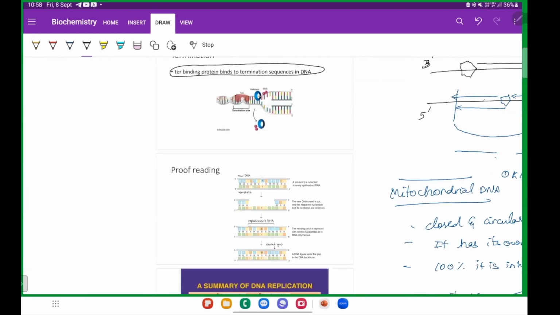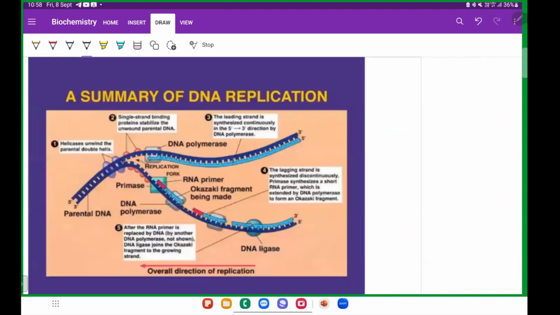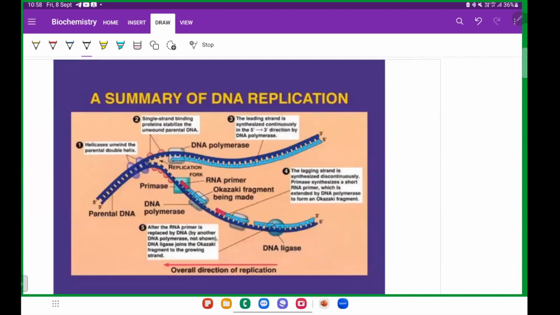So this is the entire summary. Take a screenshot of this. This is the entire summary of your DNA replication. I hope you're clear with the DNA replication. If you have any doubt in the DNA replication, you can contact me. I'll be happy to solve it.